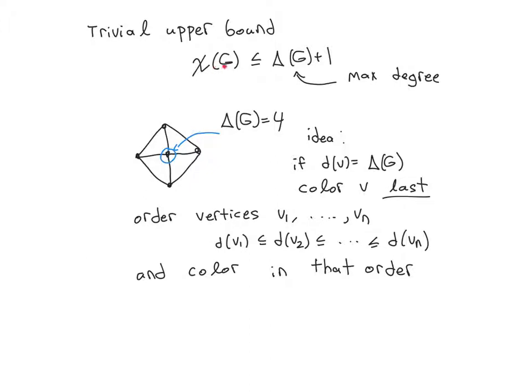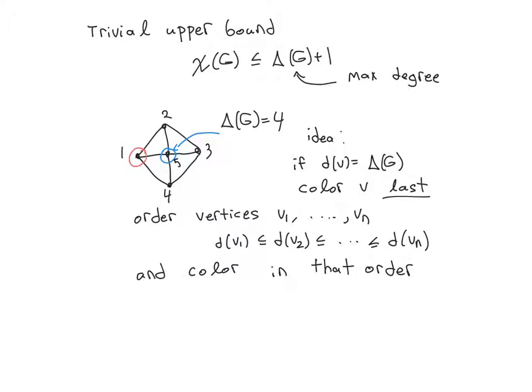The trivial upper bound is that the chromatic number is at most the max degree plus 1, where the max degree is the largest degree of all the vertices. So here the max degree is 4 because these have degree 3, 3, 3, and 3, and this vertex is degree 4. The idea is to color the large degree vertices last. So you order the vertices in increasing order by degree and color in that order. So let's give an ordering, say 1, 2, 3, 4, and then 5 on the inside. And then you start using the procedure I used before. Just color with the first available color.